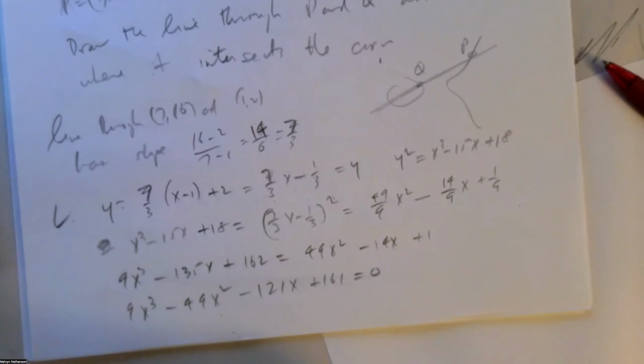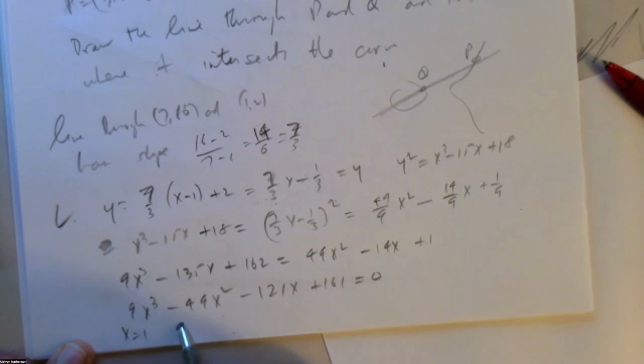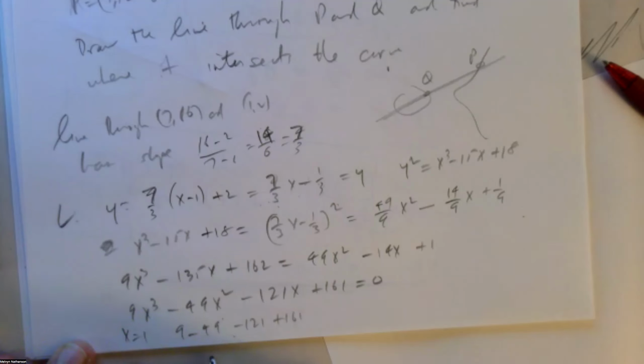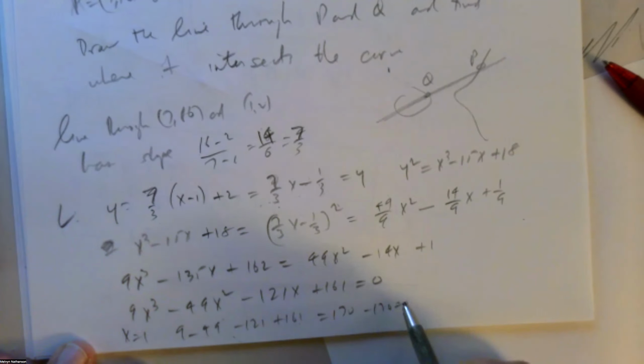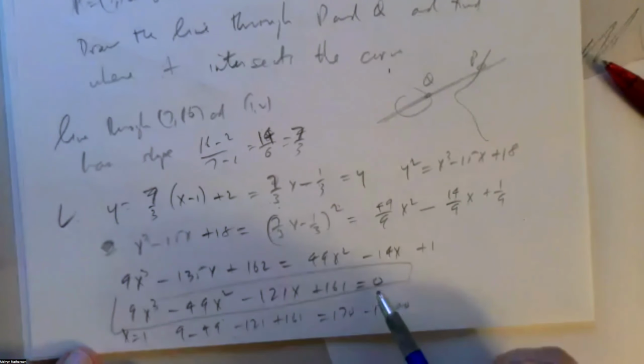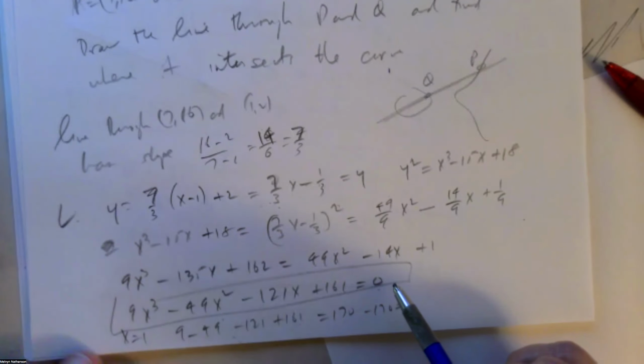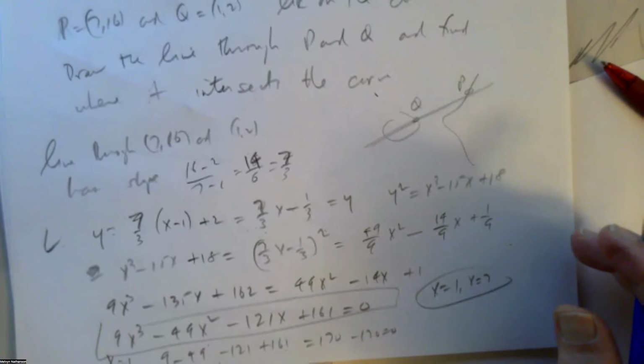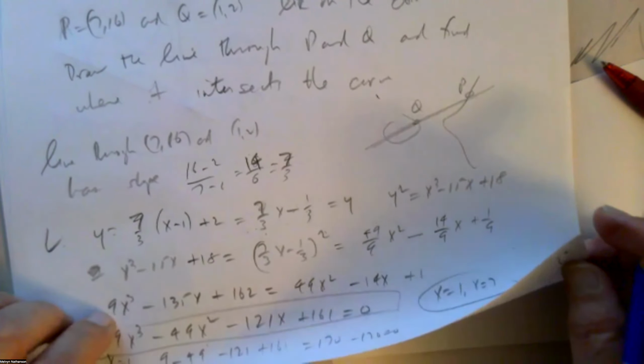Now we know x equal 1, y equal 2. x equal 1 satisfies this. Let's just check. If you let x equal 1, 9 minus 49 minus 121 plus 161: 9 and 161 is 170, 121 and 49 is 170, so it equals 0. So that looks like this is okay. Now, we know this is a cubic in x, so it should have three solutions. And we know x equal 1 and x equal 7 satisfy this equation. So we should be able to find the third solution by hand.